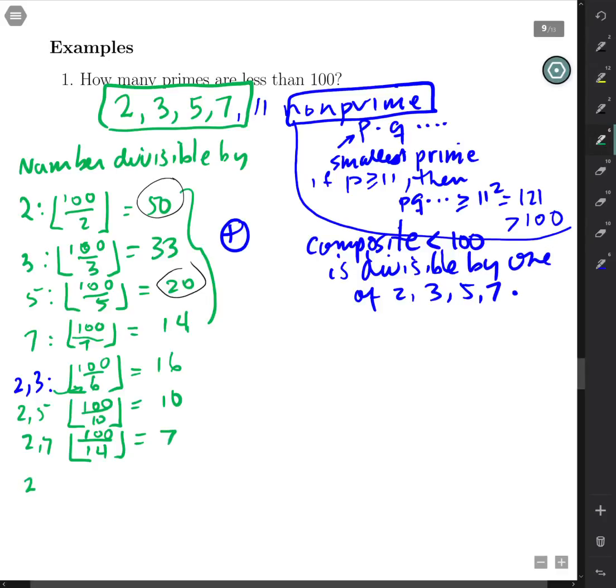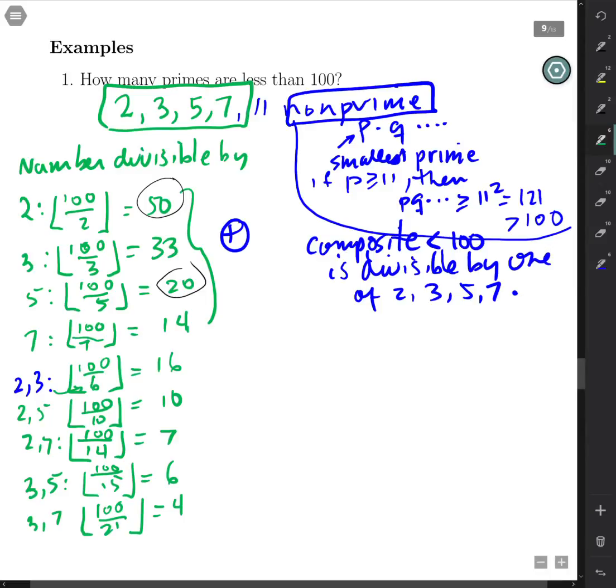And then the next one would be 3 and 5, because we've got all the ones with 2 in there. So 3 and 5 would be 15 there. 100 divided by 15, take the floor function, we'll get 6. And then 3 and 7, floor function divided by 21 will give us 4. And so that's 3 and 5, 3 and 7. We already have 2 and 3. So now we'll take 5 and 7.